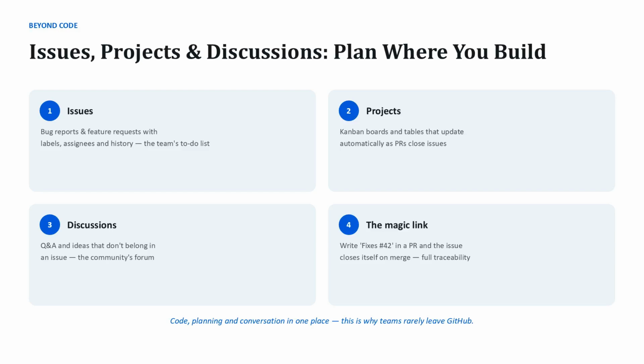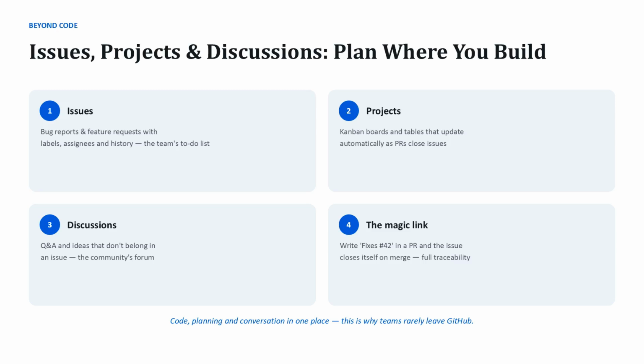GitHub isn't just where code lives, it's where work is planned. Issues are the team's to-do list. Every bug report and feature request gets a number, labels, an assignee, and a full conversation history. Projects turn those issues into Kanban boards and tables that update themselves as work progresses. Discussions handle the questions and ideas that don't belong in an issue, a built-in community forum.